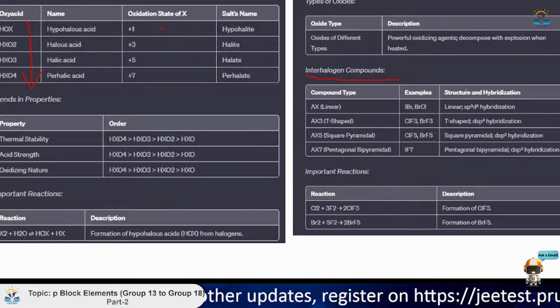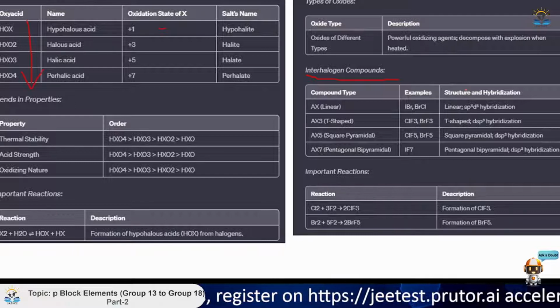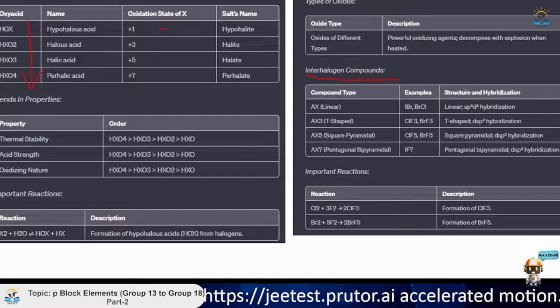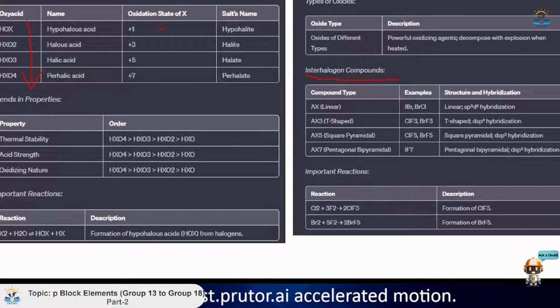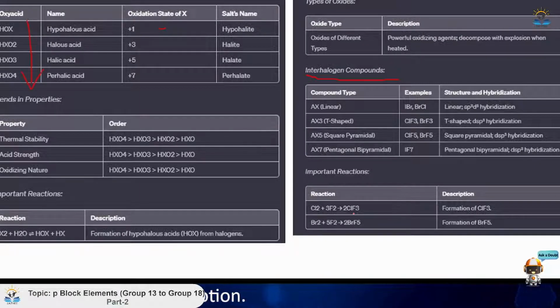And there should be a pretty big size difference, because two atoms having the same size cannot form an interhalogen compound. And there's also a bit of a play of electronegativity here. And out of this, there are two, three reactions that you have to remember. So Cl2 and F2 give rise to ClF3. And similarly, Br2 and F2 give rise to BrF5.